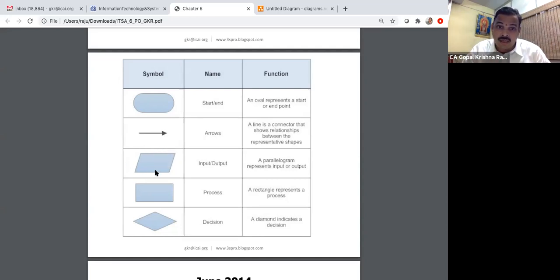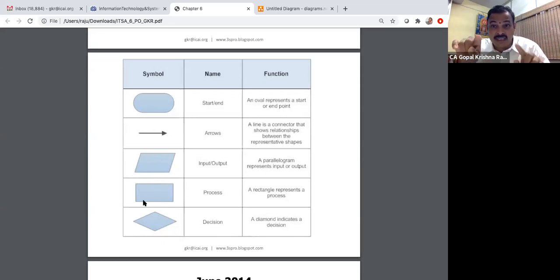This is actually called a parallelogram. Parallelogram, so two parallel lines. Generally, a parallelogram is used for input and output. Input of data, output, that means printout. So input and output, you will always use these two symbols. In between, you do the processing, you do the instruction, you do the calculation. For calculation, you use a rectangle. And rectangle is process.